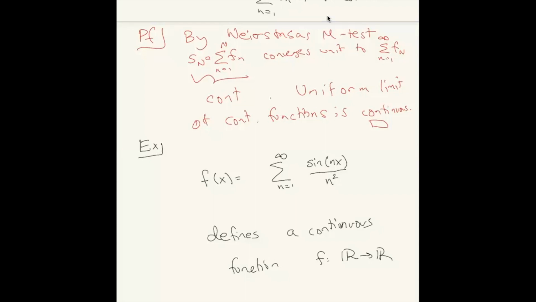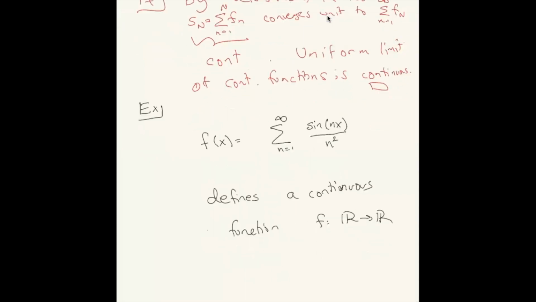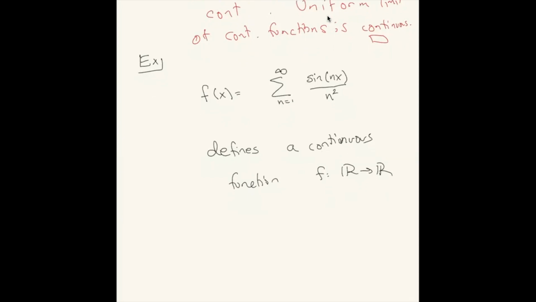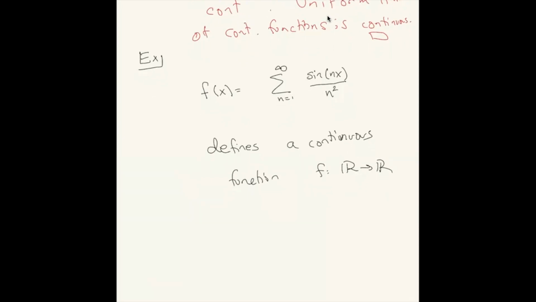So let's see this theorem now in action. You will often be asked, I mean, this is a standard problem. You have some series of things depending on x, you define a function based on that, and you're asked to show that this defines a continuous function, R to R. Okay, so proof or solution of this.